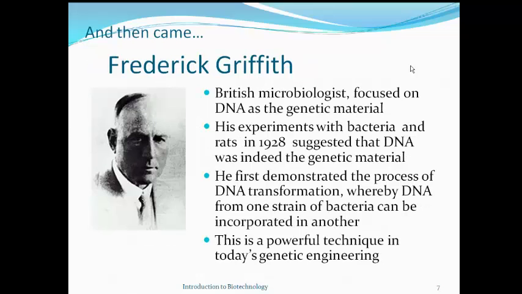So then came along Frederick Griffith. Now, he did a classic experiment, which we'll go over a little bit in class. He was a British microbiologist, and he really turned his attention towards DNA, whereas most scientists were focusing on proteins. He experimented with bacteria in rats, and in 1928 he suggested that DNA was the genetic material. And he did this by transforming DNA, which is something that we will be doing. Transforming bacteria with DNA, which is what we're going to be doing.